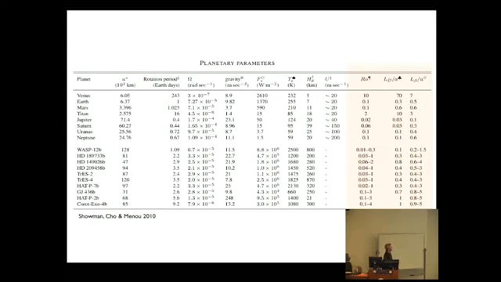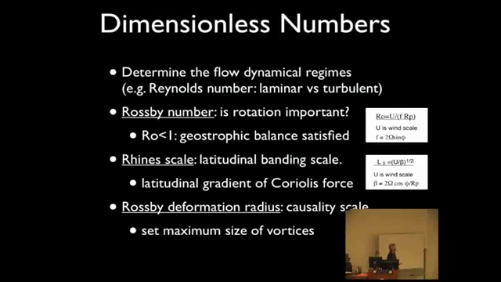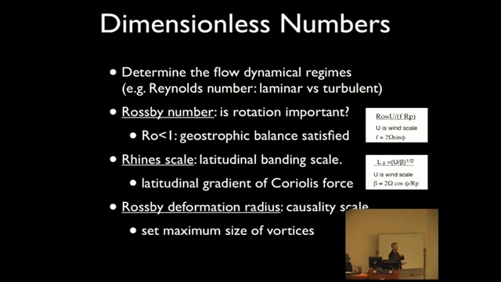Now looking at the hot Jupiters, notice that two of these numbers you don't know a priori, because you need to know the wind speed. There is a U scale, if you look at my slide here. You need a typical velocity scale to define those numbers. I guess I didn't spend the time telling you exactly what goes into this. The Rossby number is a wind scale divided by the Coriolis parameter times the planetary radius. The Rhines scale is the square root of this wind scale divided by the latitudinal gradient of the Coriolis parameter, f. You take the gradient in latitude and you get this beta parameter.